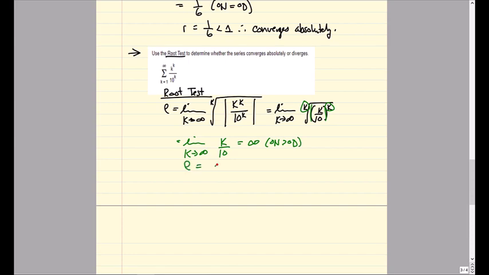So what I have here is rho equals infinity, which is greater than 1. Therefore, the series diverges. So that's my conclusion there. So watch out for this. Don't make that same mistake I did there. I'm so used to the k being in the denominator, I didn't even really pay attention to that.